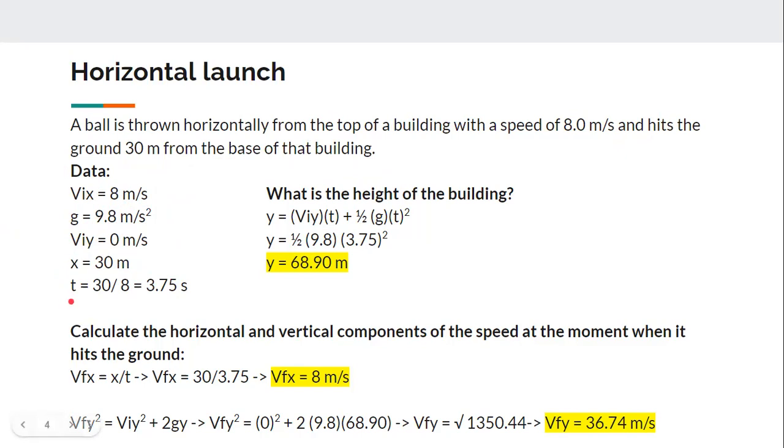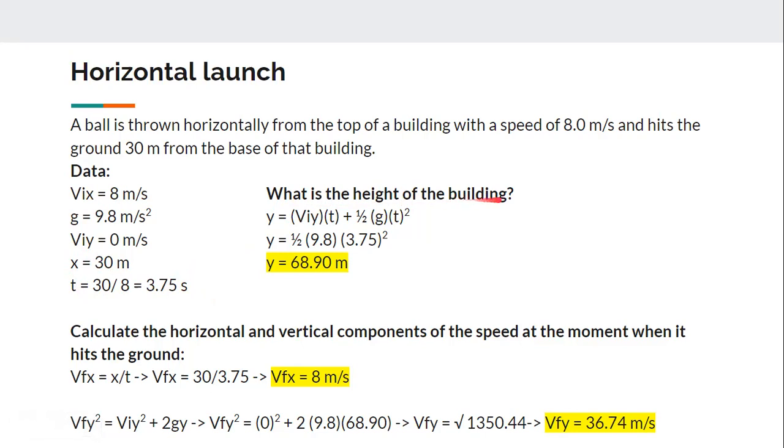We get time by dividing the distance in the x-axis over the velocity of x. And we know that 30 over 8 equals 3.75 seconds. And now that's all the information we can have for now.